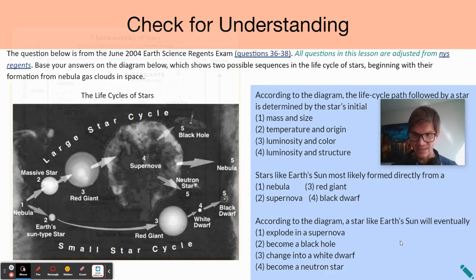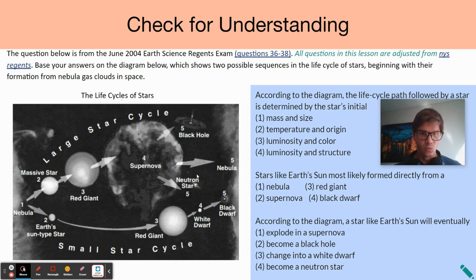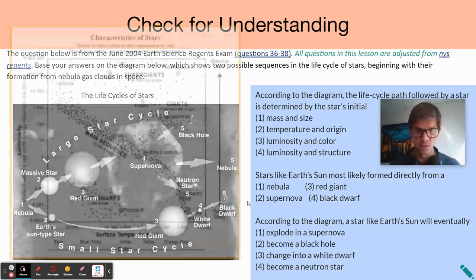Number 3, according to the diagram, a star like Earth's sun will eventually explode into a supernova, become a black hole, change into a white dwarf, change into a neutron star. Well, all of these choices were up here: black hole, neutron star, supernova. So the best answer here would have been a white dwarf for that one. Hopefully that was easy, just using the diagram.